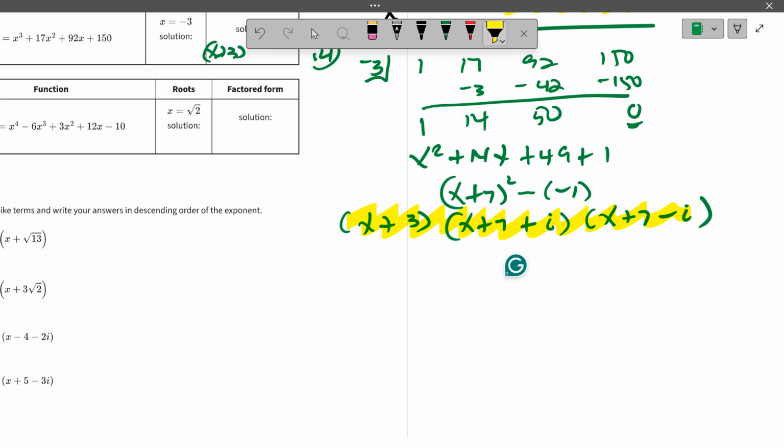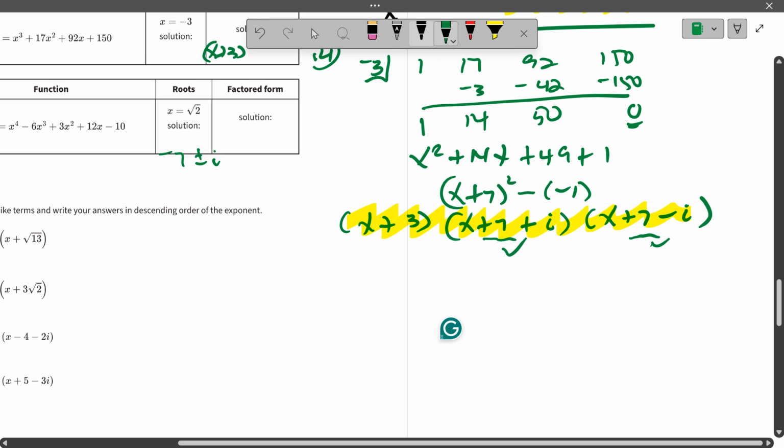And my solutions are going to be negative 7 plus or minus i. If I solve each one of these for x, I'll get, in the case of this one, negative 7 minus i. In the case of that one, I'll get negative 7 plus i.